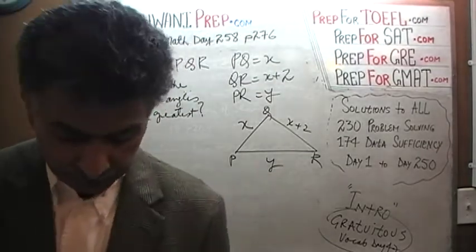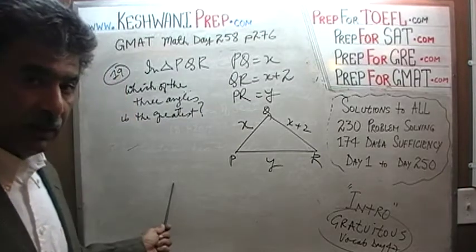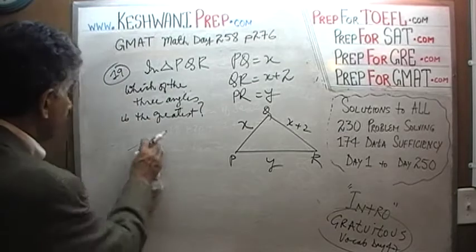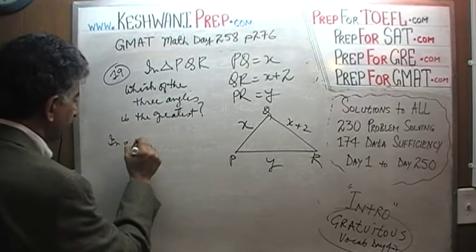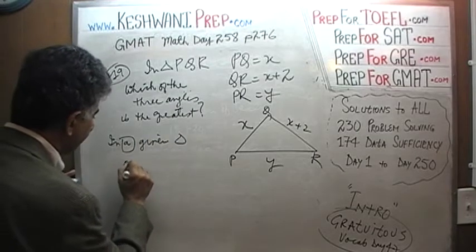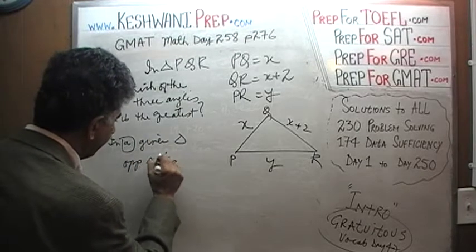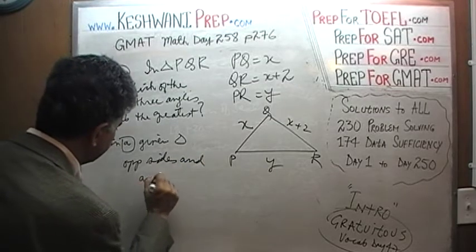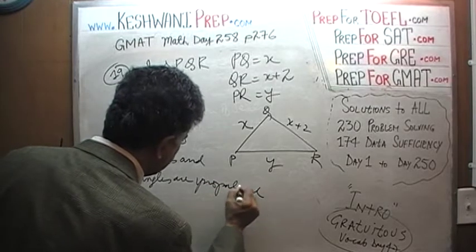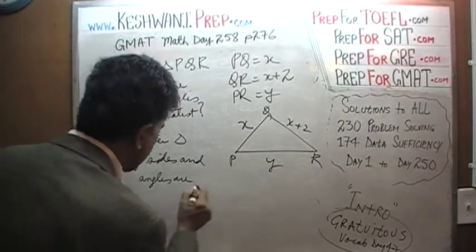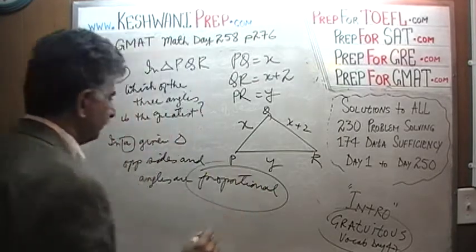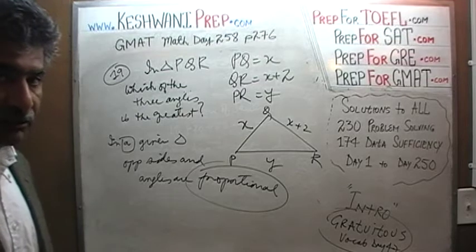The concept that they're testing here is that, I don't know if I need to write it down or I can just speak. In a given triangle, in any triangle, let's write it down. In a given triangle, opposite sides and angles are proportional.